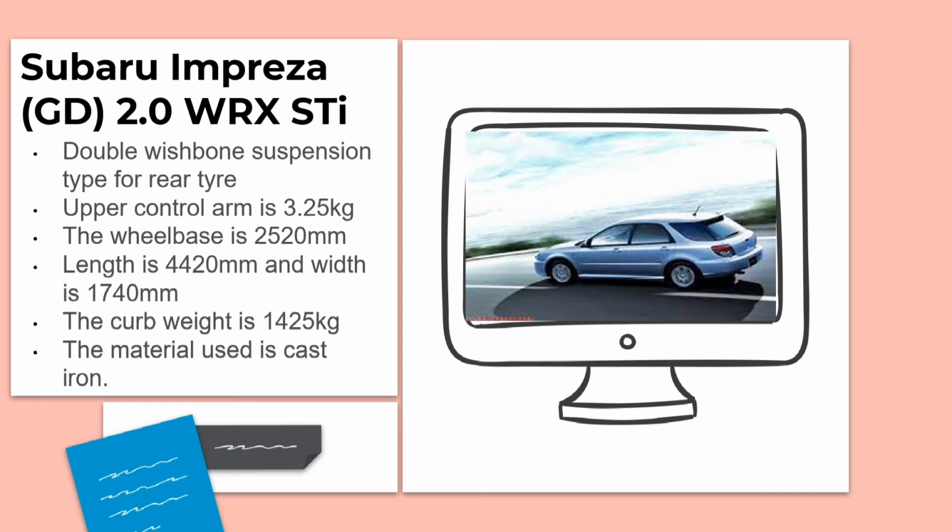So the specification of the car: the wheelbase of the car is 2520 millimeters. The length of the car is 4420 millimeters and the width of the car is 1740 millimeters. The curb weight is 1425 kilograms, which can help us to find the reaction on each tire of the car. The material is cast iron that has been used for the rear upper control arm that has been produced by Subaru.